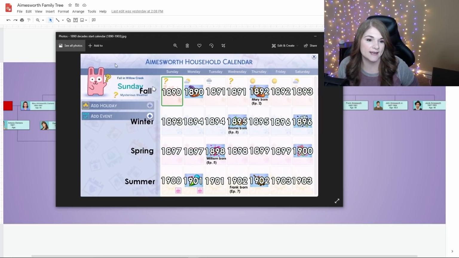So what I did was I took a screenshot of that calendar, and then I went into Photoshop. So then I just put in all the years until 1903 on this. As you can see, we started here, first day of fall, 1890, and then that was 6 months past 1890. You get the point. You guys understand? And then I did mark down like Mary was born here and Emma was born here.